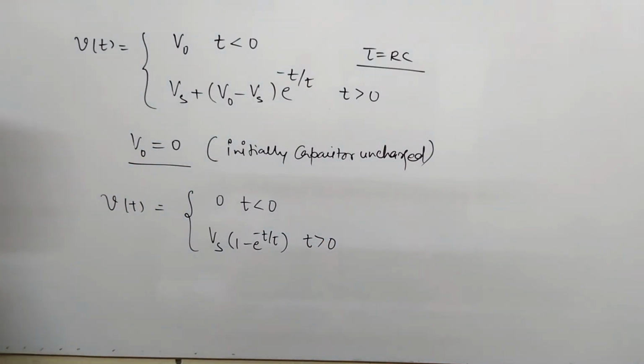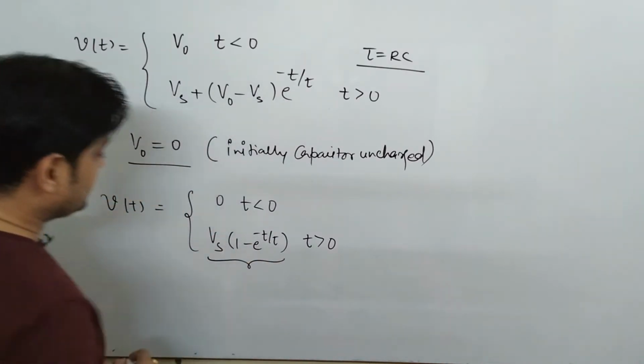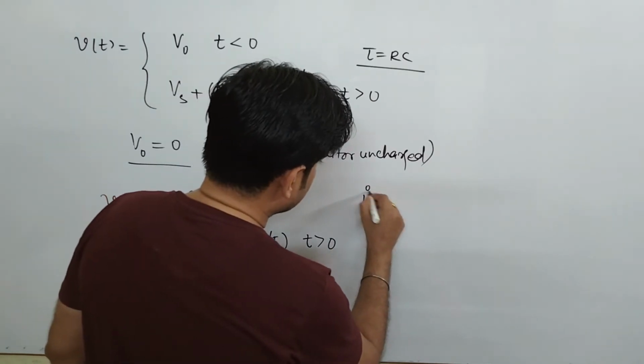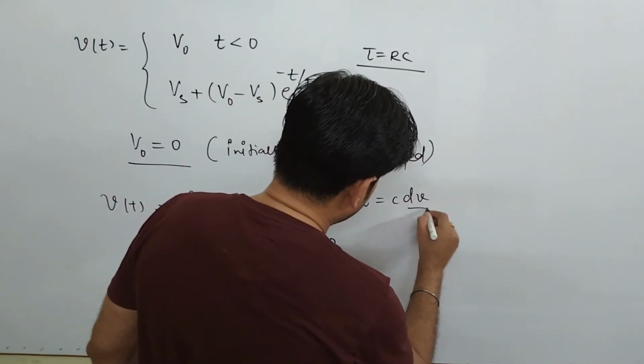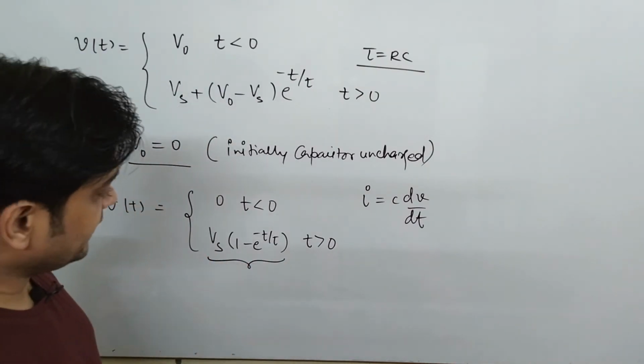So this is our solution for Vt, or you can say finally this is our solution. If I have to find the current across the capacitor, from here I can write it as I equal to C dV by dt. Once you differentiate it, you will get a current here.